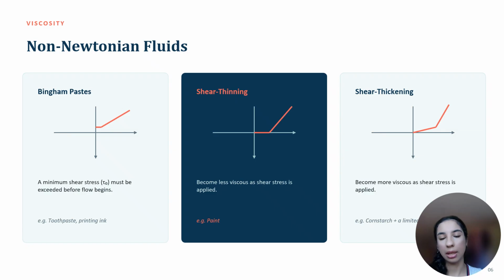Or printing ink. Then shear thinning: it becomes less viscous as shear stress is applied, like paint. Just think about it that way. And then shear thickening is the opposite, like cornstarch plus something.